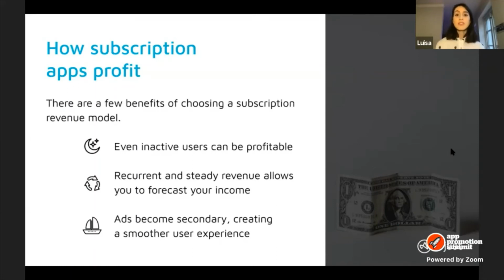And why is this good? Because then you as a company can project with a lot more precision what you're going to do, because you have recurrent and steady revenue streams that you can plan ahead for. And because of that, it's also arguable that it's good for the users that ads are not necessarily the main revenue stream anymore. This way, you can make a smoother user experience without interrupting so much, and it's also good for them because of that.